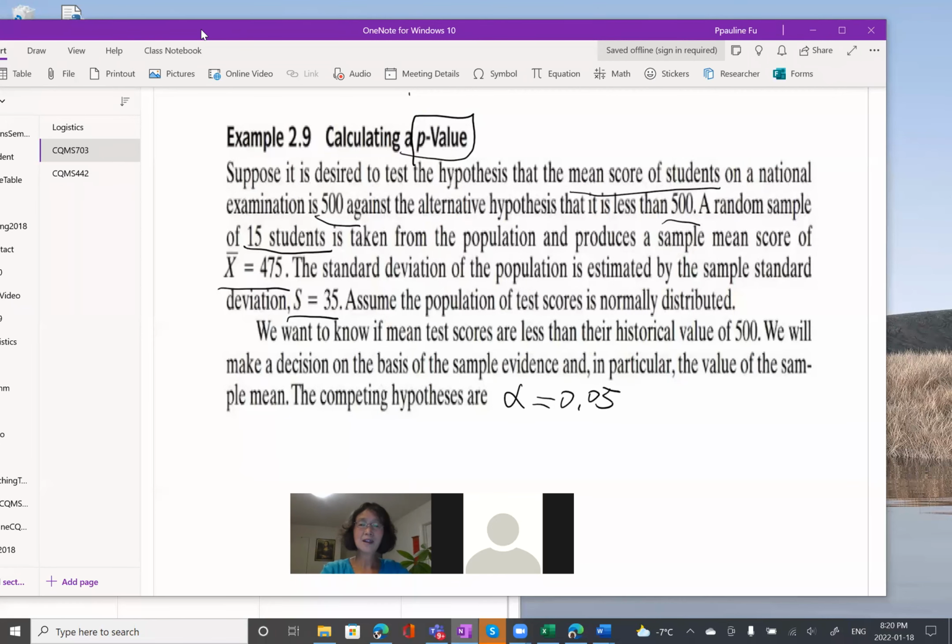Okay, and we compare the p-value with alpha. If the p-value is smaller than alpha, we reject the null hypothesis. The null hypothesis we denote as H subscript 0. And if the p-value is greater than alpha, we fail to reject H0.